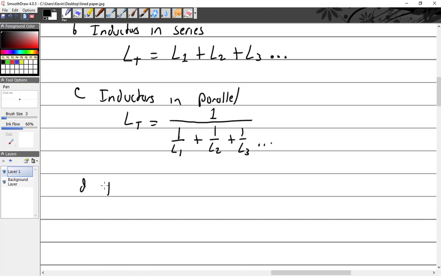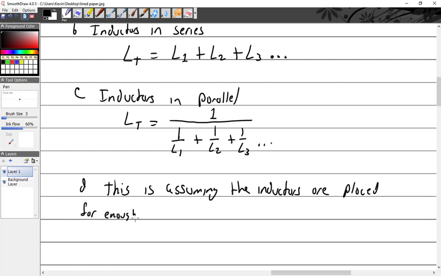This is assuming the inductors are placed far enough away from each other to not create mutual induction, which is where a coil is placed next to a coil next to a coil. Now they start interacting with each other, and that changes everything.